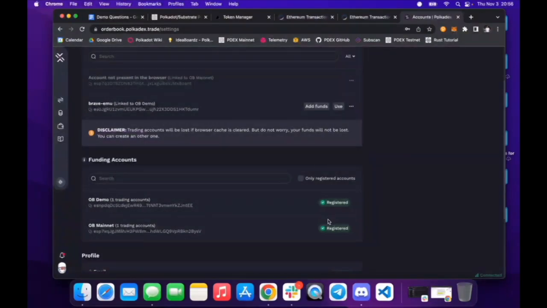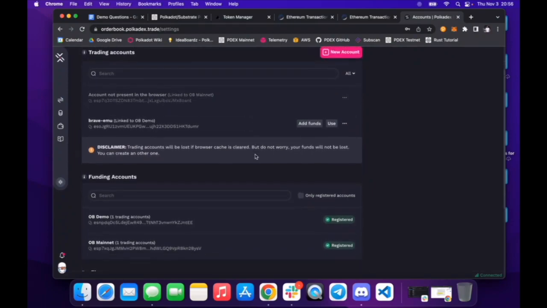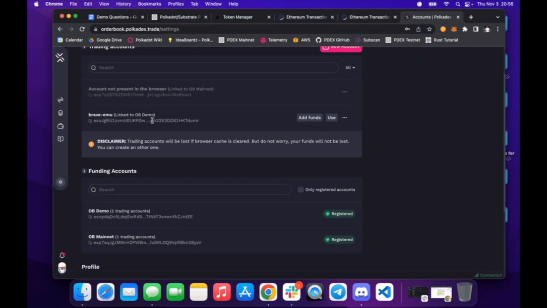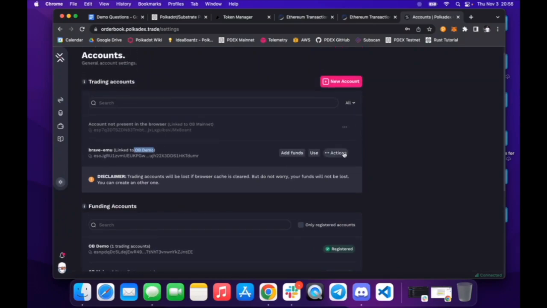So once the account is registered, you will see this green lighted up registered label to it. I have one trading account that is linked to the OB demo main account, the funding account, which I just registered. As I mentioned, there are 4 steps for trading on Orderbook. The first step is you sign up. The second step is you register your funding account and create a trading account. The third step is add some funds to the trading account to trade.